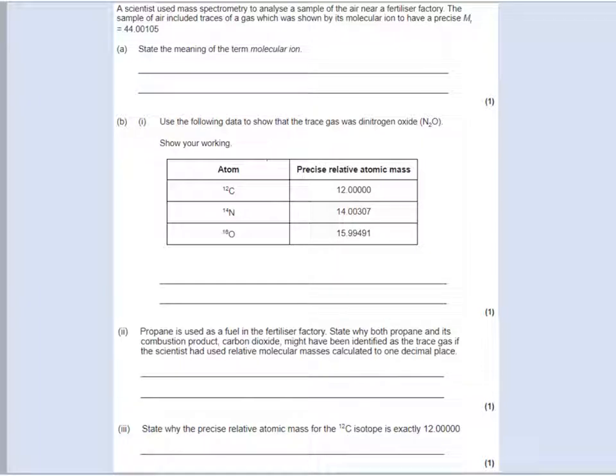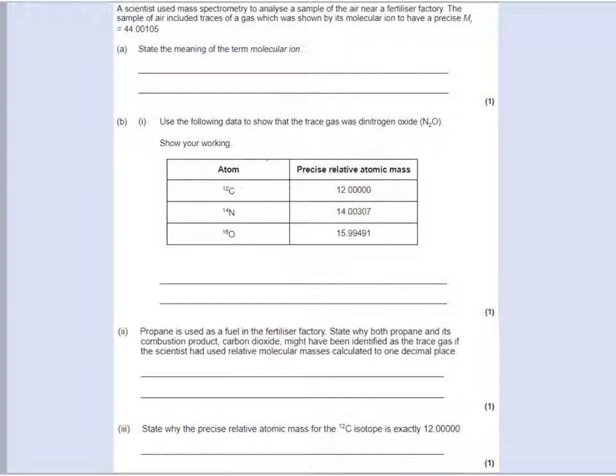Okay, so a scientist used mass spectrometry to analyse a sample of the air near a fertiliser factory. The sample of air included traces of a gas which was shown by its molecular ion to have a precise MR of 44.00105. Part A, state the meaning of the term molecular ion.